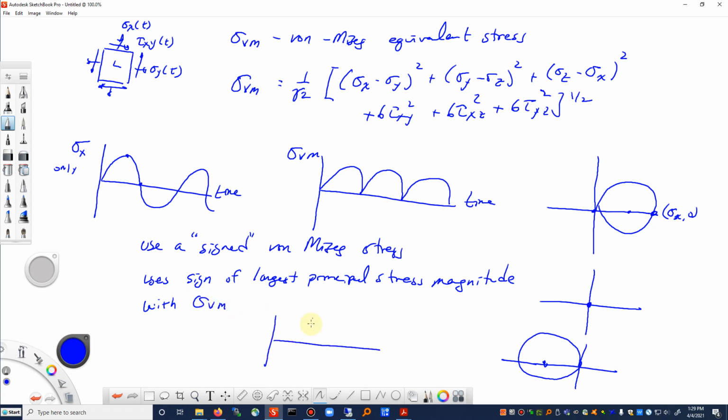So in that case, we would get back to having a von Mises stress that has positives and negatives. And we have our time history, and we've recovered our correct stress amplitude that we'd plug into our SN curve, for example. All right, and that sounds like a good idea. Let me show you an example of where this fails.